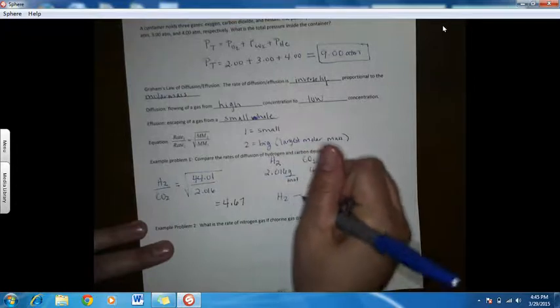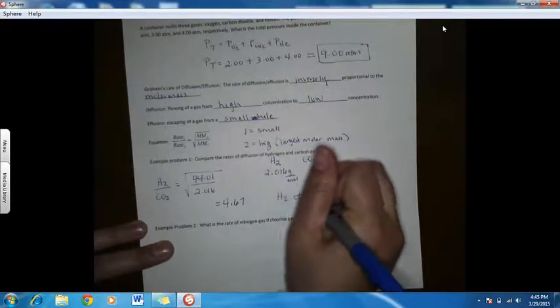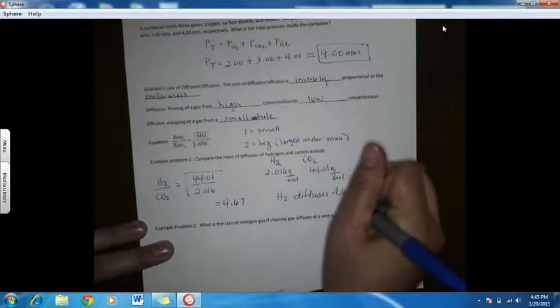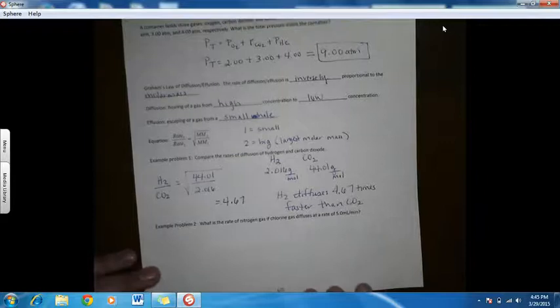Now what does that mean? That means that hydrogen diffuses 4.67 times faster than carbon dioxide. And that makes sense, right? Gases that have a small molar mass should travel faster. Okay, let's look at another problem.